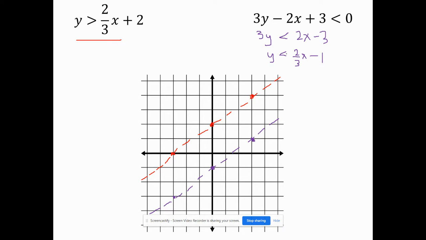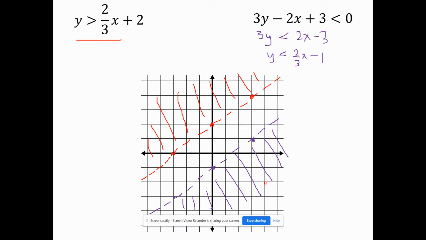Now, I'm supposed to shade below this line, and I'm supposed to shade above the red line. So where is the overlapping region? The answer is there isn't one. So this is a case where there is no solution because there's no overlapping region. There is no point, there's no coordinates.